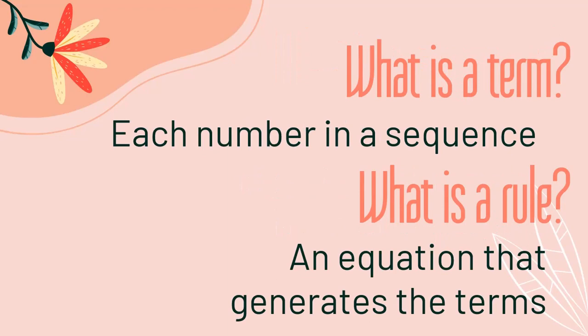A term. A term is just each number in a sequence. So 1, 2, 3, those are all terms in that sequence. A rule is probably the word you've heard. It's an equation that generates the terms. So, like, what's the rule that I did? Well, I took whatever number and I added 1 to it. That kind of information would be a rule.